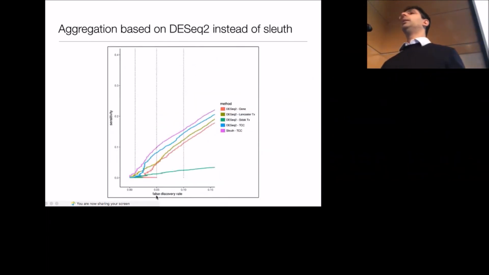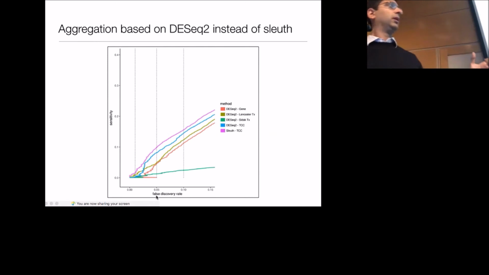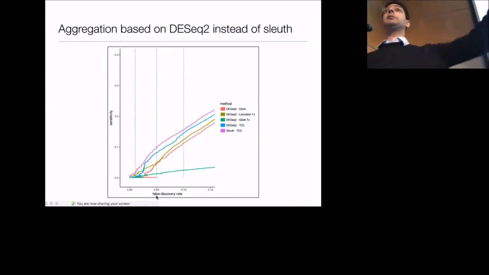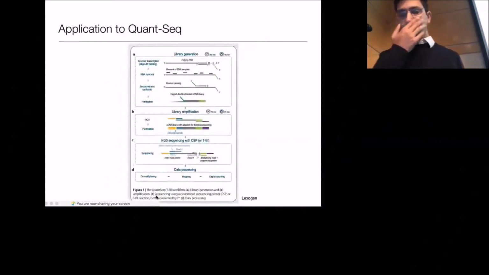And I promised you earlier that I presented sleuth, not just because it's our program, but because when we did these analyses where you produce all these p-values with DESeq2, whether you're doing TCCs or transcripts, you get similar orderings according to method, just slightly worse results. So it's not specific to sleuth here.